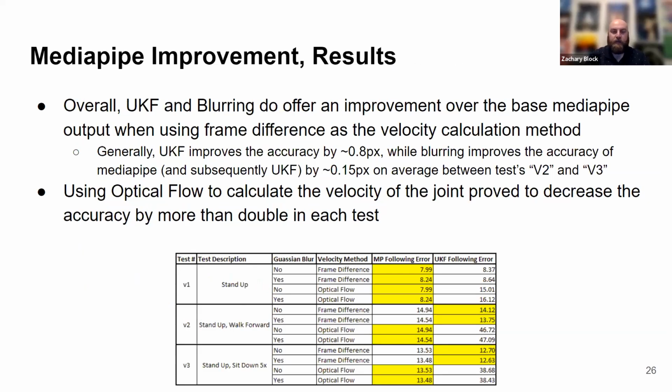Overall, the UKF and blurring do offer an improvement over base Mediapipe output when using the frame difference method for UKF. Generally, UKF improves the accuracy of Mediapipe by roughly 2 millimeters, while blurring images improves the accuracy of Mediapipe and subsequently UKF by roughly 0.3 millimeters on average. However, when we use the optical flow method to determine the velocity for the UKF, it proved to decrease the accuracy by more than double Mediapipe's. In the worst case, optical flow added an additional 80 millimeters of error.